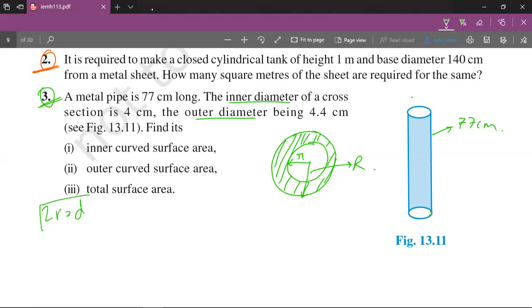We have to use these in this question and in further questions also. So 2 into r, we don't have the value of r, but we do have the value of D. First, we'll take the inner diameter. So 2r is equal to D. D is 4, so r is equal to 2. Then 2 into capital R, the outer radius, is equal to the outer diameter, which is 4.4 centimeters. In this formula, I've not added the units, so I'll add the units. So R is equal to 2.2 centimeters.